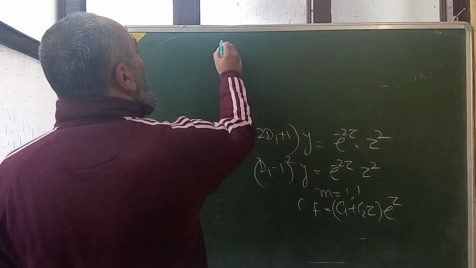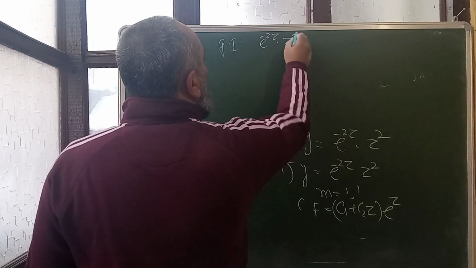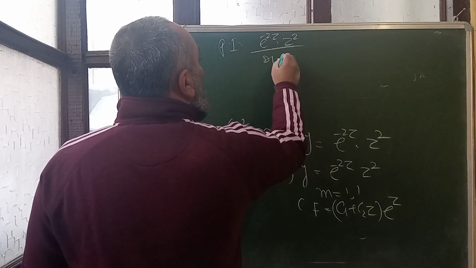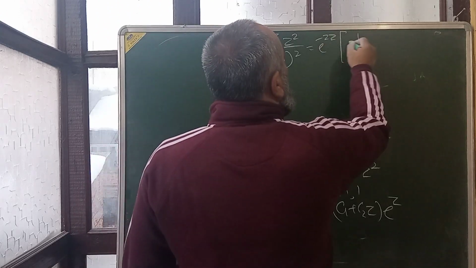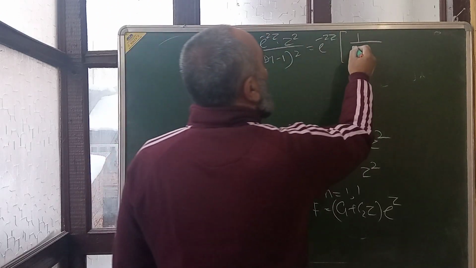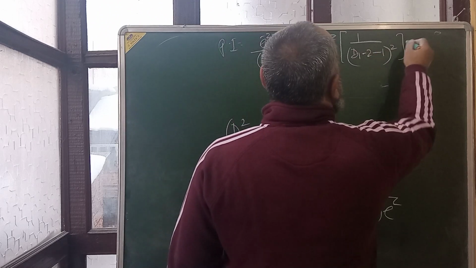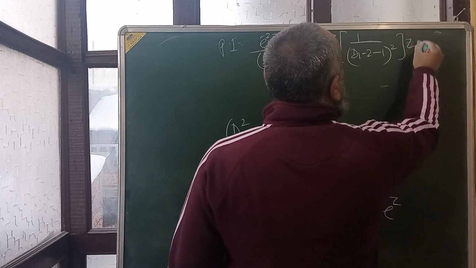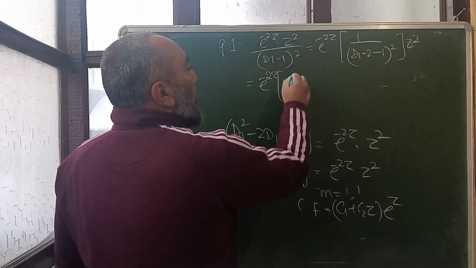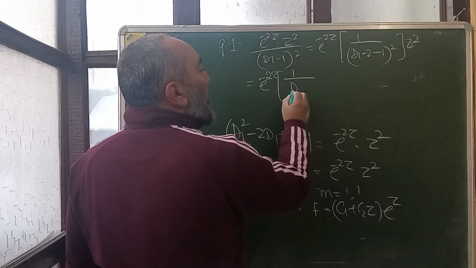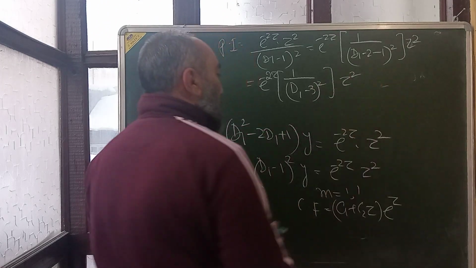Fine. Particular integral is e^(−2z) z² upon (D₁ − 1)². This is e^(−2z). Replace D by D + a, where a is −2: (D₁ − 2 − 1)² operating on z². So this is e^(−2z) times 1 upon (D₁ − 3)² operating on z².